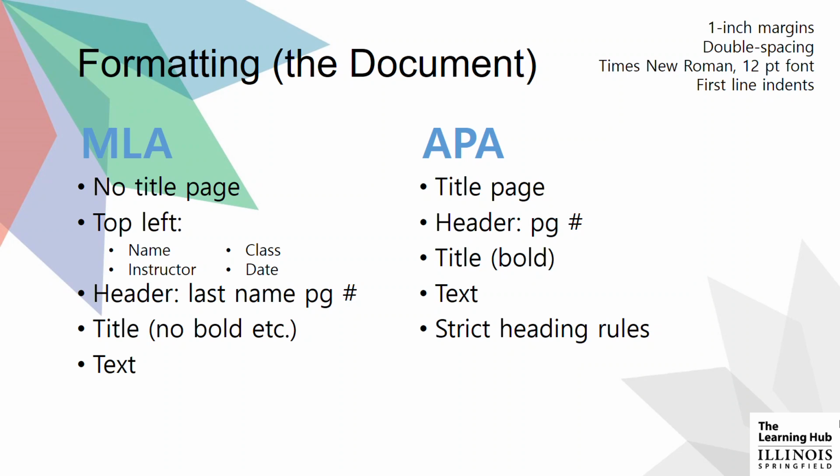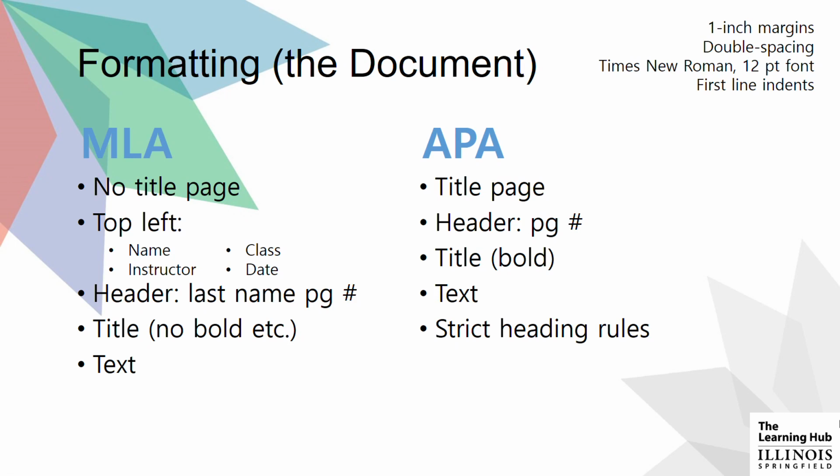So in APA, they do call for a title page, whereas in MLA there is no title page associated with that type of document. In the top left of the first page of an MLA paper, you put certain information that includes your name, the instructor's name, the class, and the date. We'll show you an example of what that can look like. Remember, we'll put a pin in this for later: dates in MLA have very specific formatting requirements. You also have header information, so the header is the top strip of the paper.